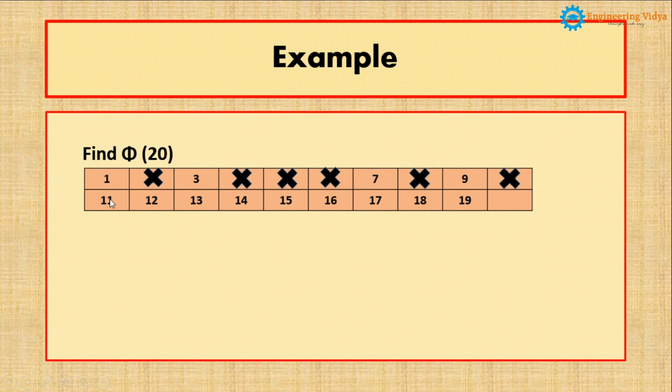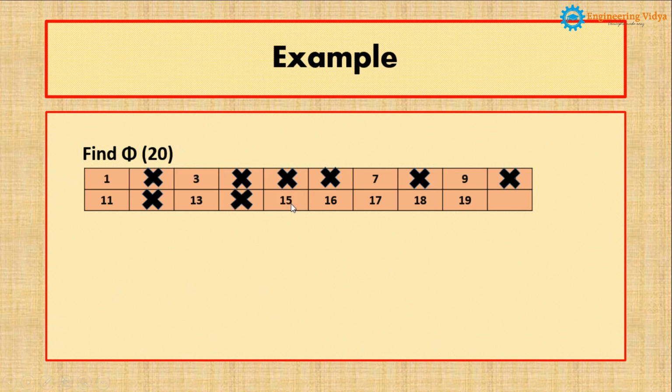Now check for 11. 11 will be accepted. 12 will not be accepted, it will be discarded because 2 can divide 12 and 2 can divide 20. Now check for 13. 13 will be accepted. Now check for 14. 2 can divide 14, 2 can divide 20, right? So it will be discarded.